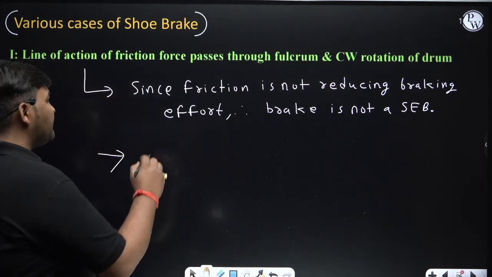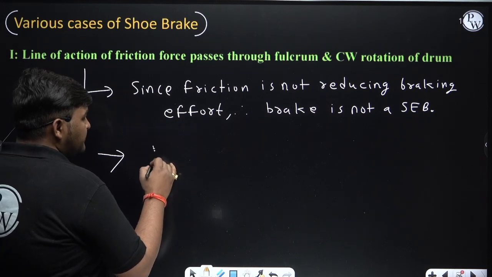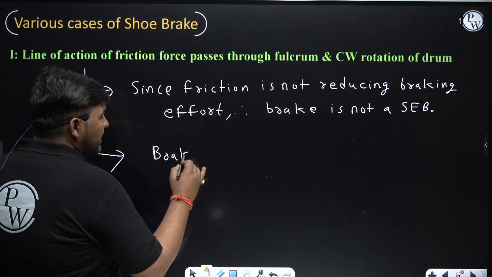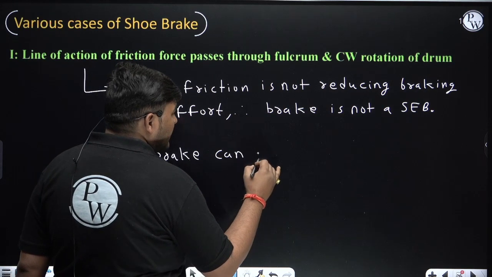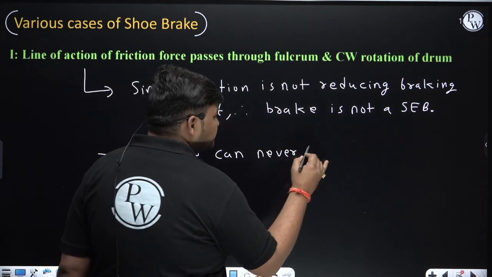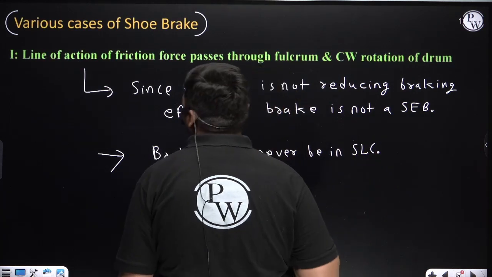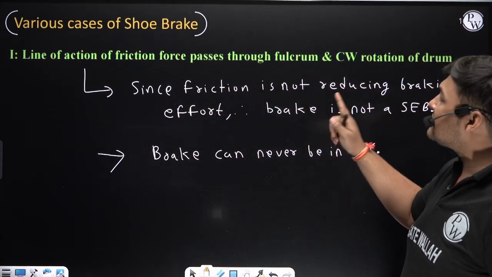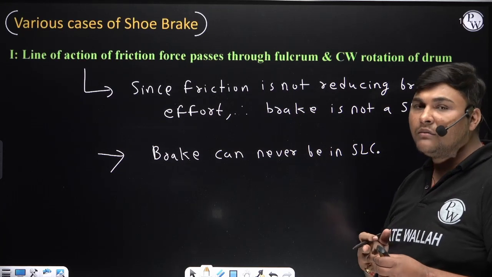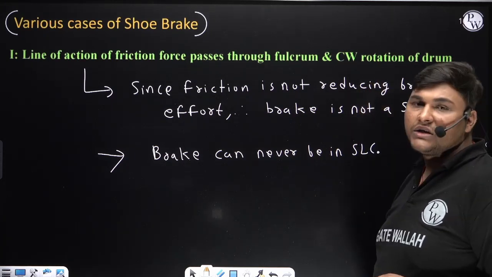So can I say this brake can never be in self-locking condition? Okay, what was the case? The line of action of friction force passes through the fulcrum and the drum is rotating clockwise. That case we have discussed.